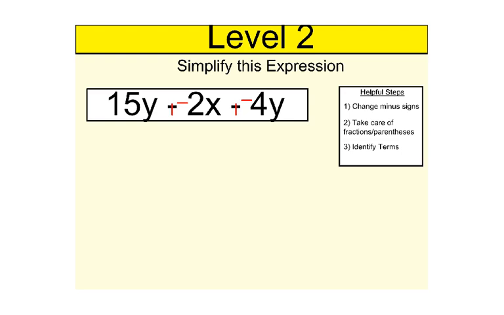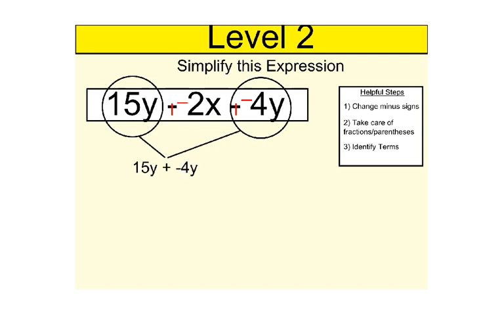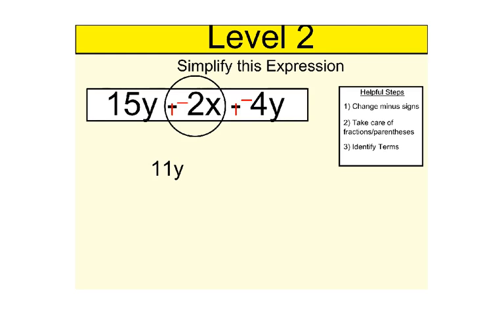I'm going to look at this first one here. It's a 15y. I looked through the problem and asked, are there any more y's? Yep, right there. So I'm going to combine my 15y with my plus negative 4y, and when I do that, I'm going to get 11y. Now I'm going to look at that last variable. It's an x. Are there any other x's in the problem? Nope, there aren't. So I can't combine it with anything. I'm just going to write down here at the end plus a negative 2x.